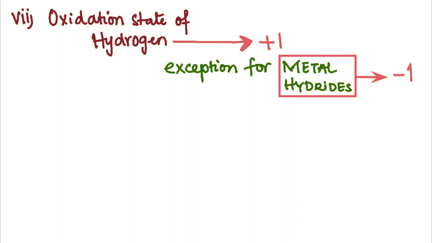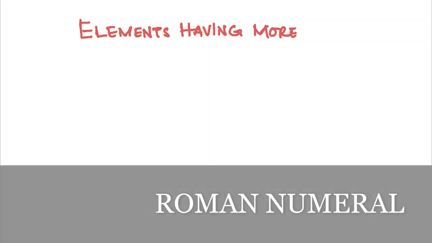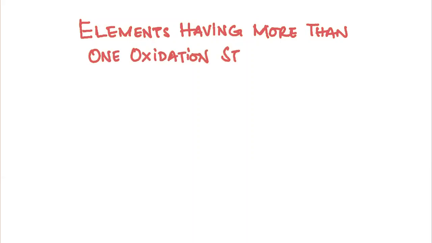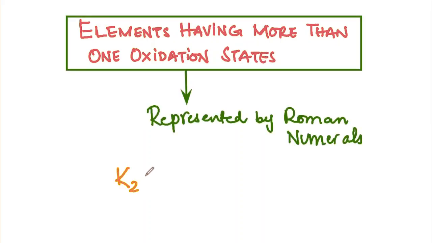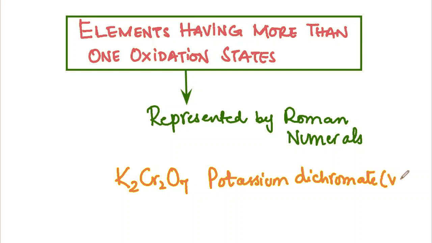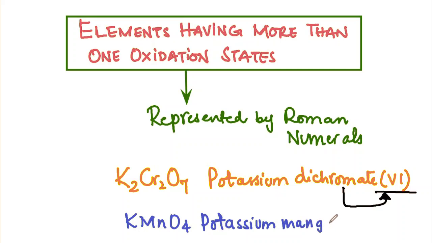Along with all these, another very important thing that should always be considered is about the elements having more than one oxidation state. The oxidation states of all such elements should be represented by a Roman numeral when we are naming the compound. This should be written after the name of the compound, as shown in some of the examples ahead. In the case of potassium dichromate, after writing the name, a Roman numeral 6 is indicating the oxidation state of the chromium in the molecule potassium dichromate. Similarly, in potassium manganate, the manganese is the element having more than one oxidation state, represented by the Roman numeral 7. I hope that you have found this video very helpful in order to understand the rules for determining the oxidation states of different elements.